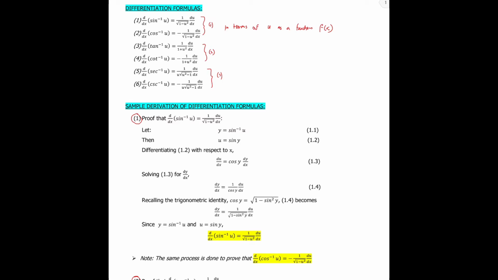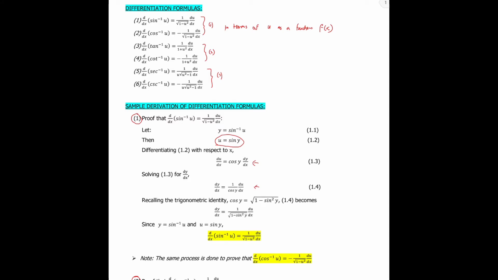So basically ang atong u is in terms of the trigonometric function mao ni siya. Then kung i-derive na ta si sin y, makaka-obtain ta og du over dx is equal to cosine y dy over dx, which is kaning nasa 1.3. Then to obtain dy over dx, we need to transpose cosine y to the other side of the equation. Hence we have equation 1.4.